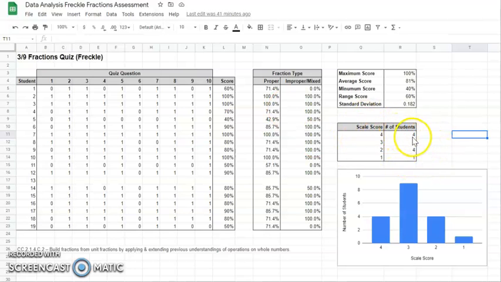But anyways, I had 4 students who would be considered advanced here with a 4, 9 students at that 3. So that's what I was most pleased to see, that half of the students that took the assessment so far are right where they need to be. 4 students got a 2, and then 1 student got a 1 and is below basic there.